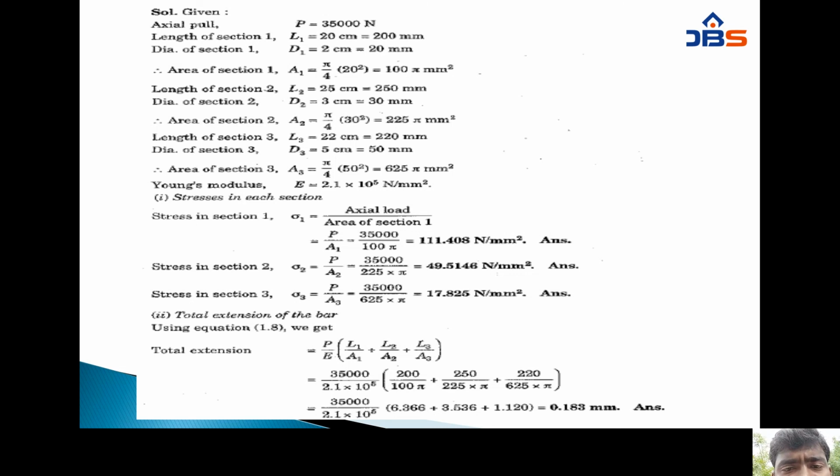The total extension of the bar. Okay, the total extension delta L equal to P by E into L1 by A1 plus L2 by A2 plus L3 by A3. In this equation, the P value, E value, L1, A1, L2, A2, L3, A3 values are substituted. Next, we can calculate the total extension equal to 0.183 mm.